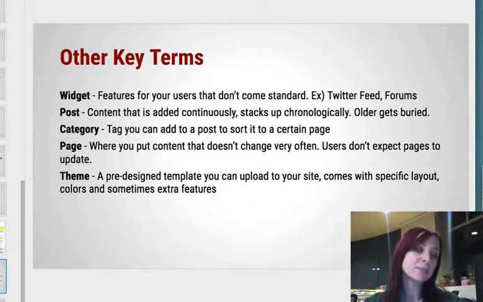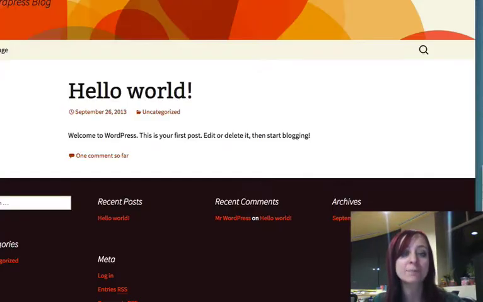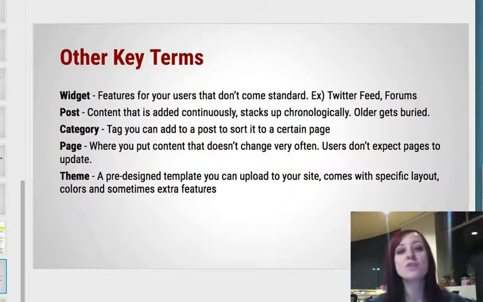A few other key terms that you need to know with WordPress is widget. These are features for your users that don't come standard. These are things that you add to your site that don't come as part of this sort of introductory, when you put WordPress on your site, it's missing some things. It doesn't have Twitter on it. It doesn't have calendars, that kind of stuff. You can add those with widgets.